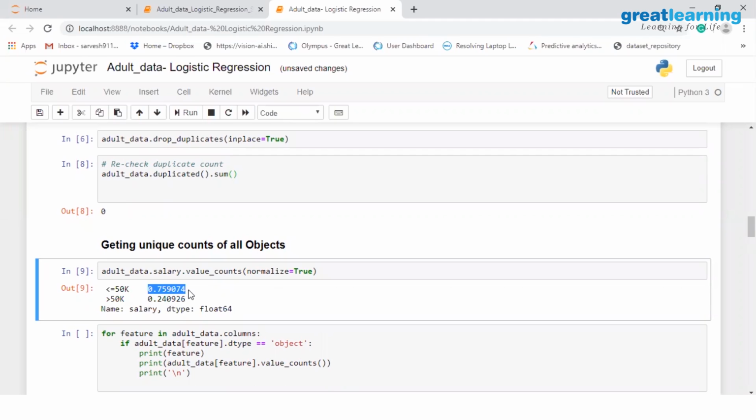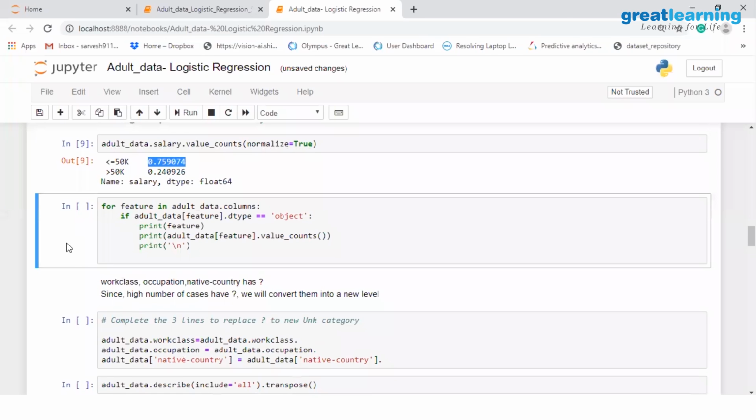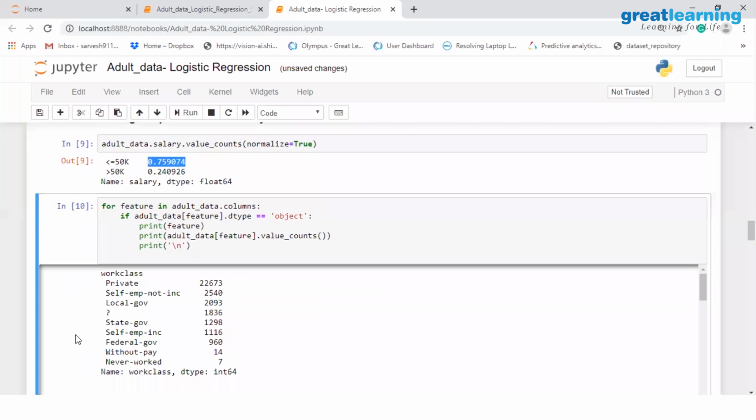It is not completely balanced data. It is somewhat imbalanced data: 75% to one class, and our target class is a minority class. Usually the minority class we give as 1, and the majority we give as 0. For the sake of time, we have given the for loop here: whatever is an object, just show me the value counts of it.